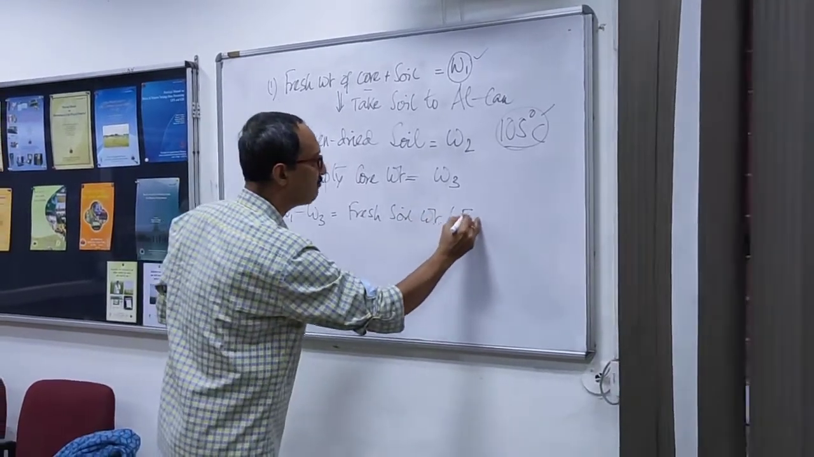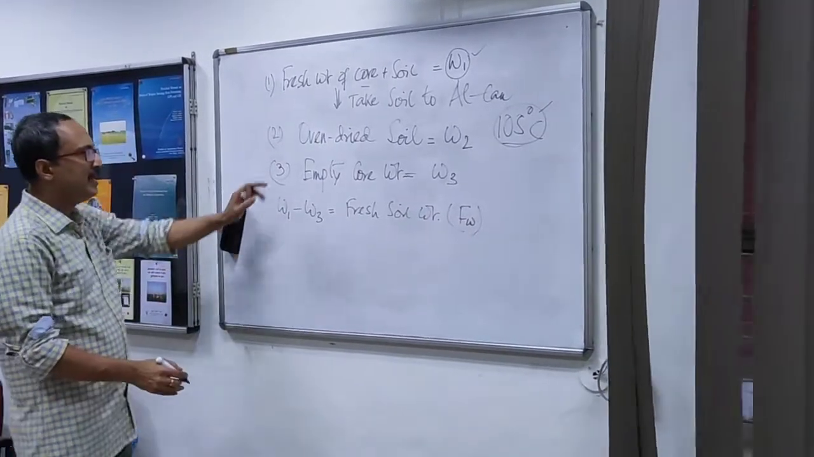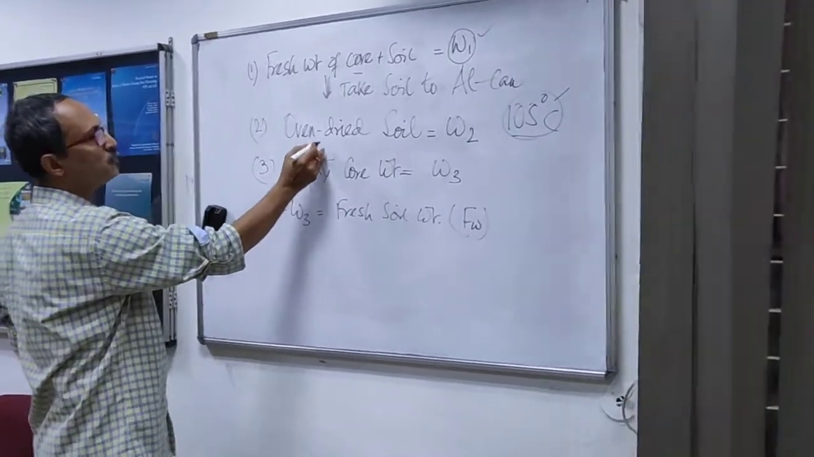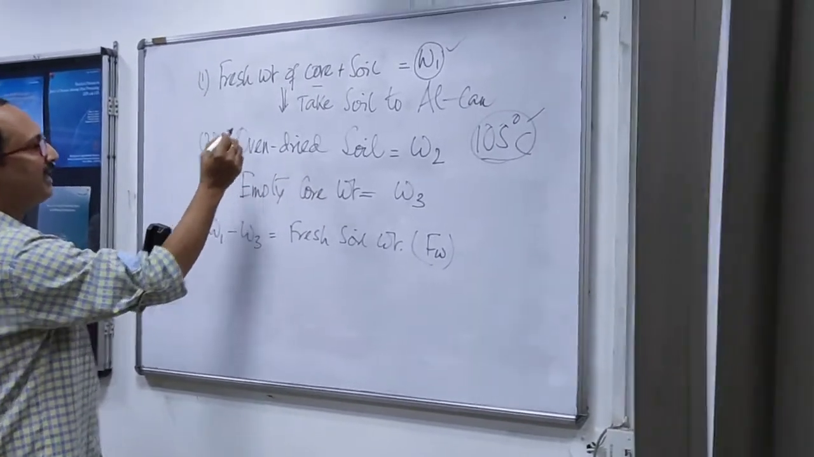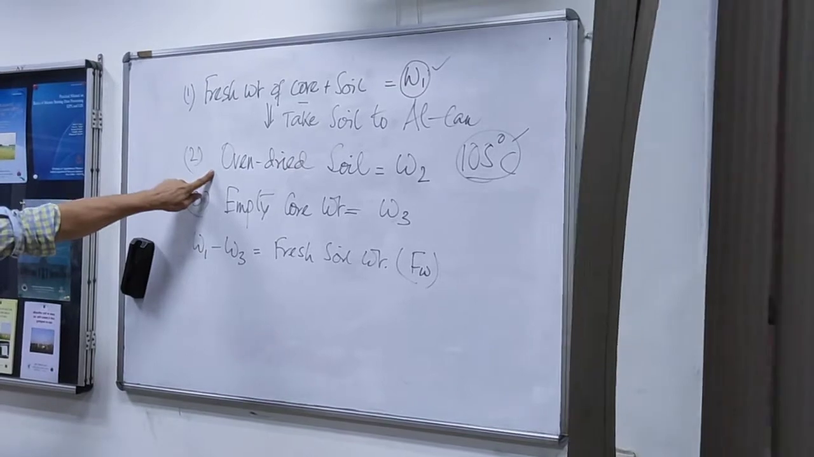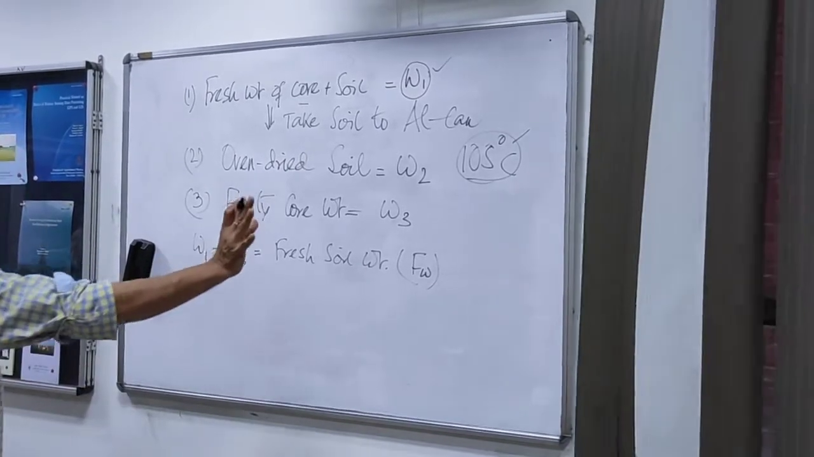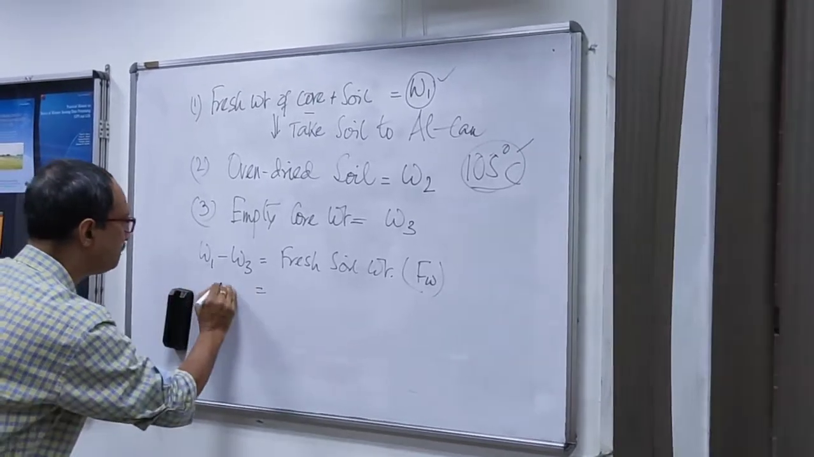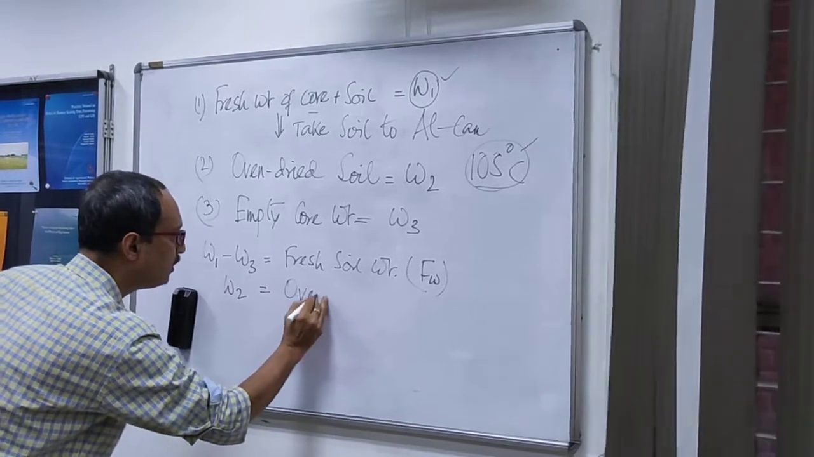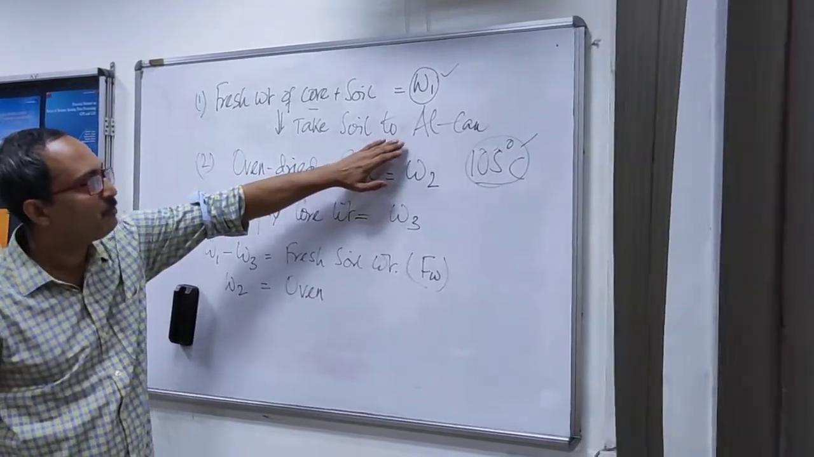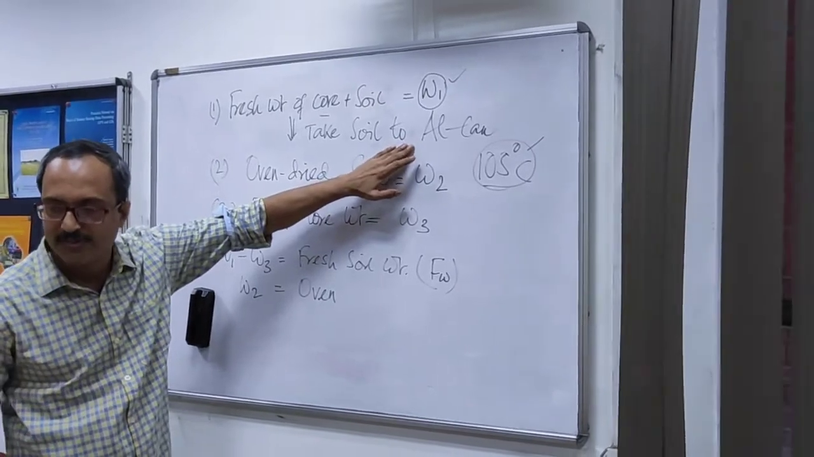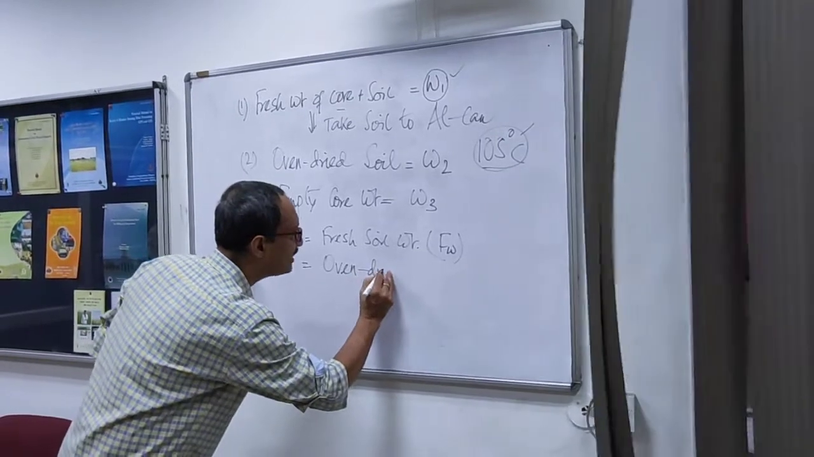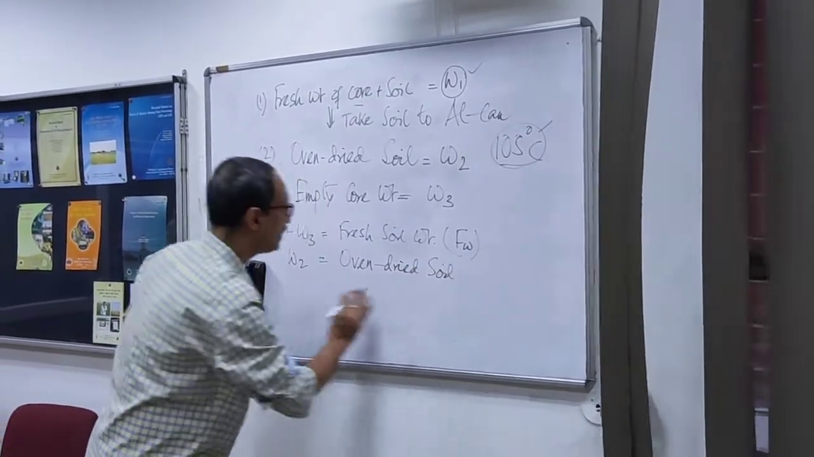Okay, I will write it as FW, fresh soil. If you are getting it, suppose in this case it's an oven dried soil, W2. So W2 is your oven dried soil. Remember that if you are taking it in the aluminum can, you have to take the empty aluminum can weight, and then you have to subtract that. I think you all can understand. What I am saying is that this is the oven dried soil weight. Okay, so this one is W2.